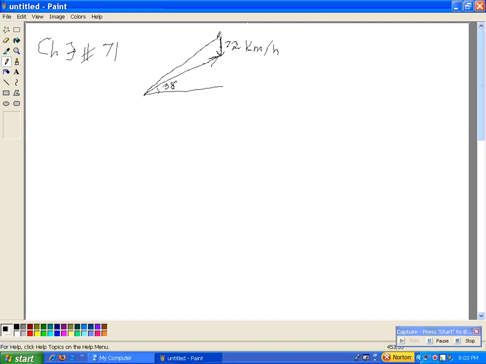Here's one component. See this beautiful straight line. And here's the other component. So the resultant vector is right here. So he's traveling at 580 kilometers per hour. There we go. 580 kilometers per hour.